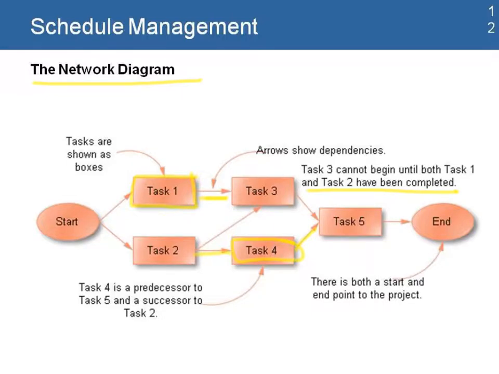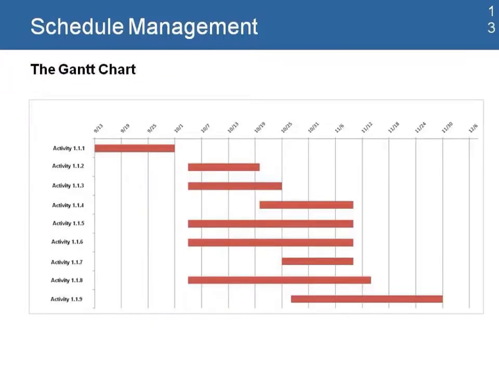In the network diagram, there is both a start and an end point to the project, and that is important because it helps you connect all those activities from the beginning all the way to the end. We'll have a presentation on our next slide about how we use the network diagram to identify the critical path of the project. Another tool that we use in schedule management is the Gantt chart.